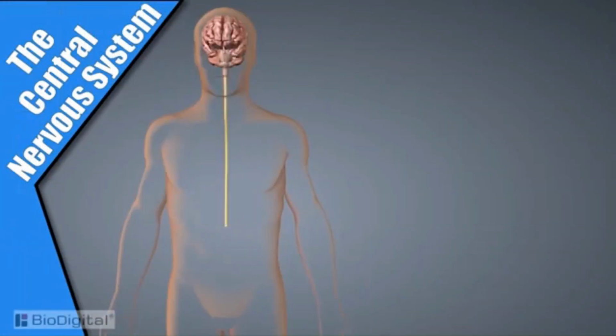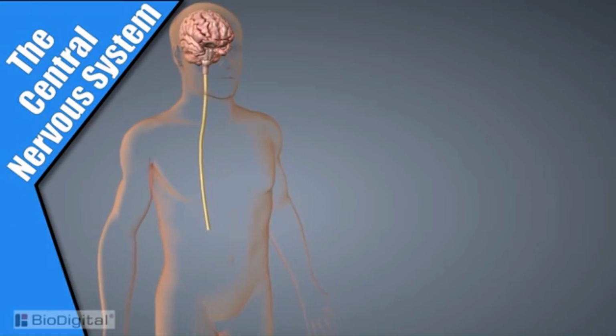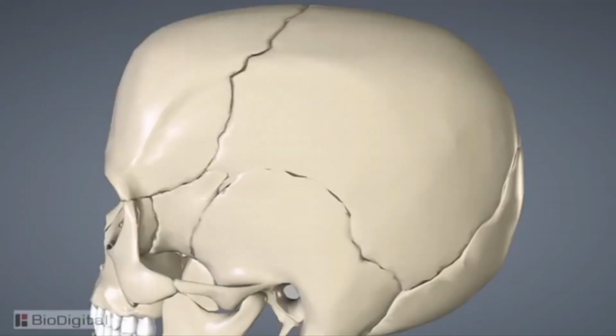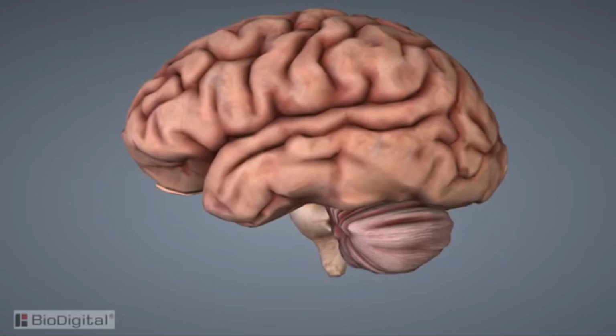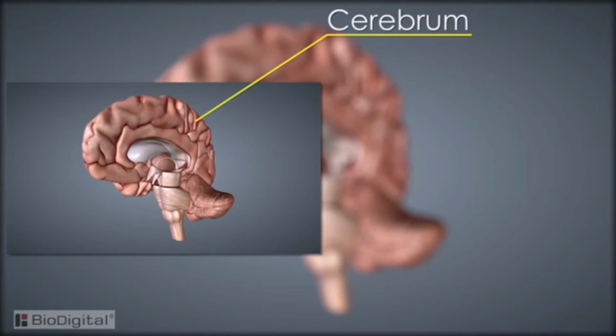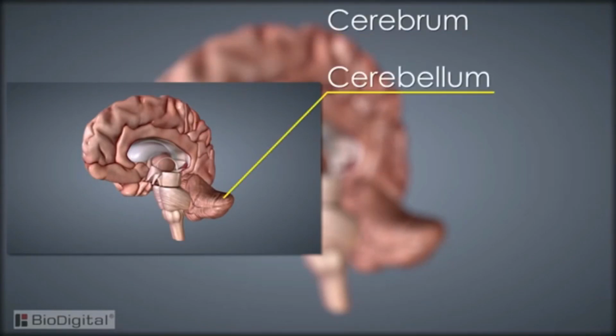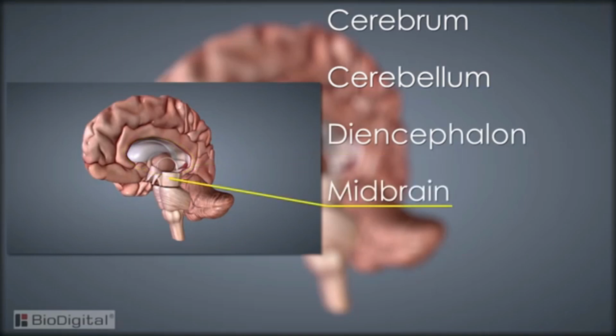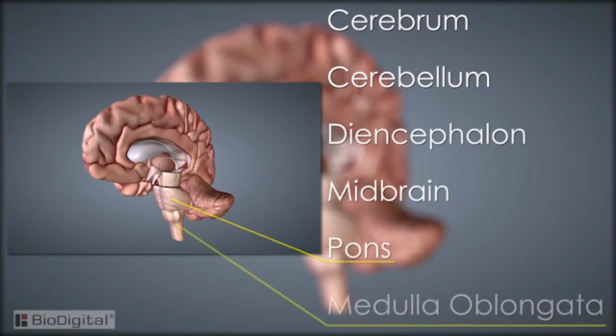The central nervous system is made up of two major structures: the brain and the spinal cord. As most people know, the brain is found within the cranium or skull, and there are 6 main sections among other structures within it. These 6 sections are the cerebrum, cerebellum, diencephalon, the midbrain, pons, and the medulla oblongata.